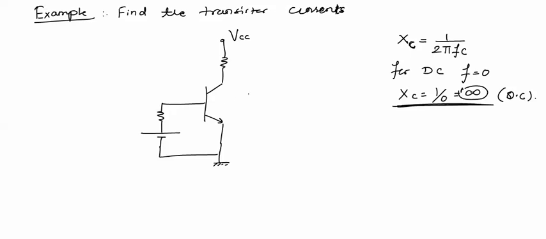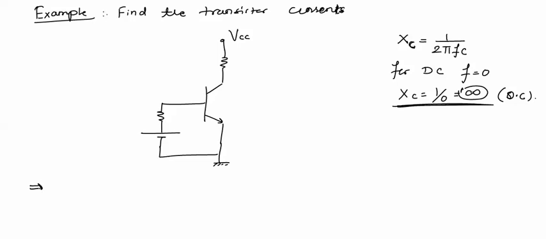Now we will perform DC analysis of the transistor. For DC analysis, we have to check whether it is operating in active, saturation or cutoff region, and only after that can we calculate the transistor currents for this circuit. Now we will see first how to check whether the transistor is operating in active, saturation or cutoff.